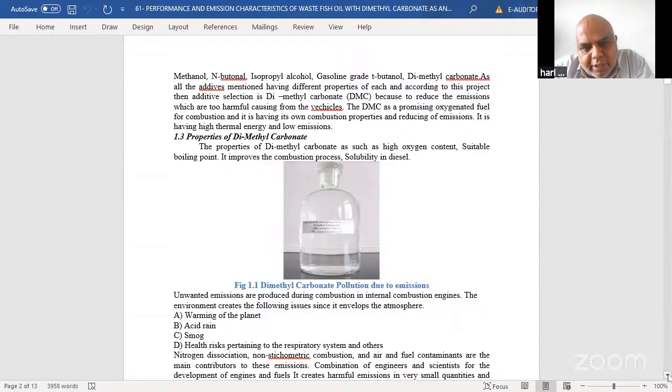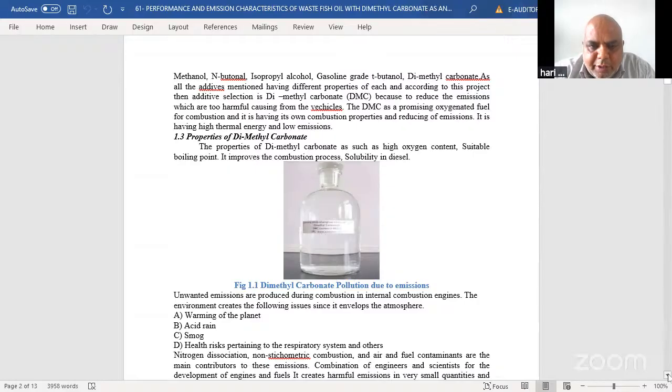So later on the biodiesel is taken and separated from the glycerin, and the biodiesel is heated up to around 100 degrees centigrade so that any moisture present will be removed. Later on, that biodiesel is taken and mixed with dimethyl carbonate in different proportions, and we made different blends like B10, B20, with the diesel, biodiesel and dimethyl carbonate, and we tested them in the single cylinder diesel engine.